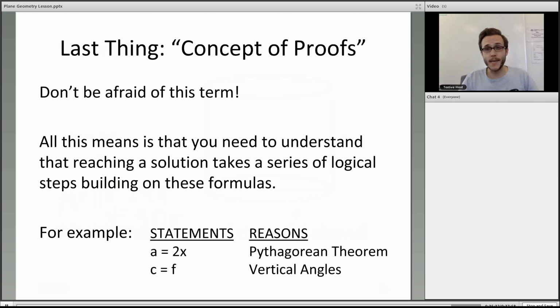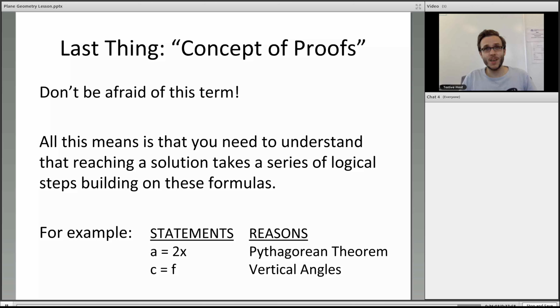Okay, last thing. Concept of proofs. You heard that at the beginning. When you open up your ACT practice book or you're on a page describing the ACT, it's going to talk about this thing, concept of proofs, which sounds fancy, it sounds difficult. It sounds like you're going to have to do proofs. You're not going to have to do proofs. The only thing that this term means is basically that you need to understand that performing the geometry involves doing math, pretty much.